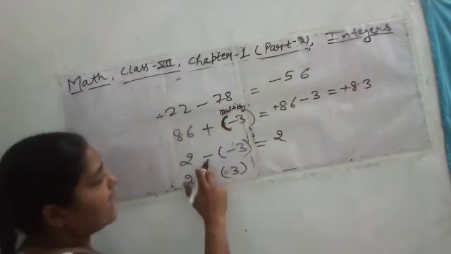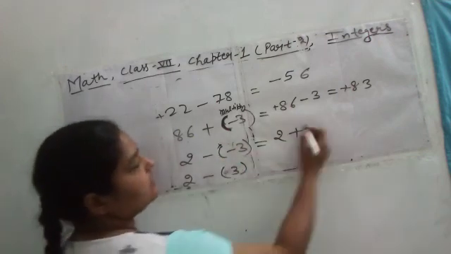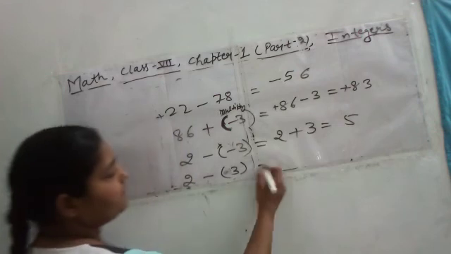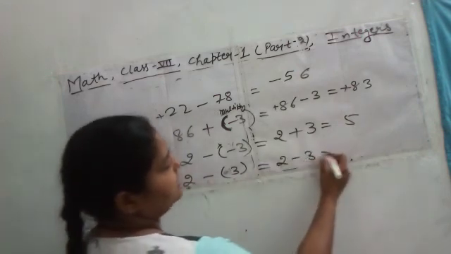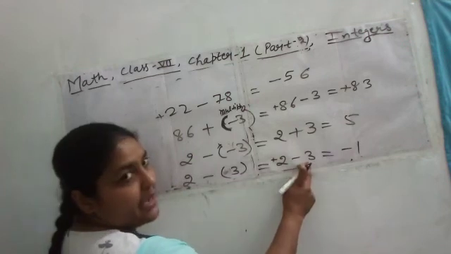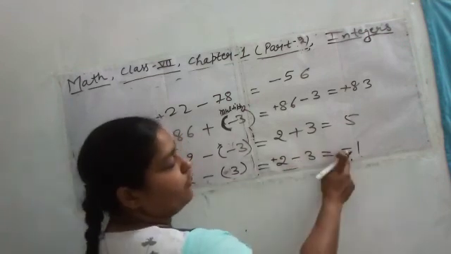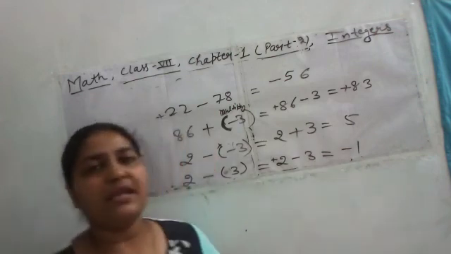2 minus and minus multiplication, this is multiply. It will be plus 3. It will be 5. 2 minus 3, here minus 1. If one number is plus and one is minus, then the calculation will be minus and the sign will be of the greater digit. Likewise, sums can be given to you.